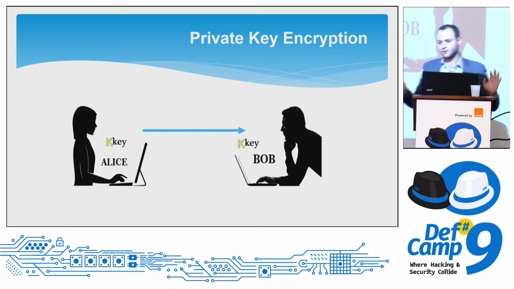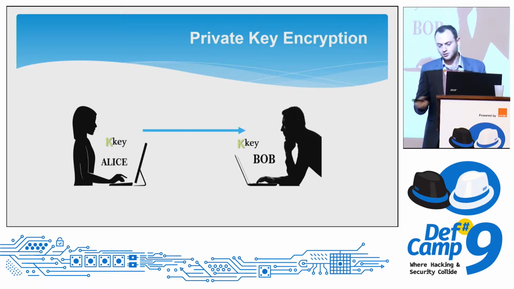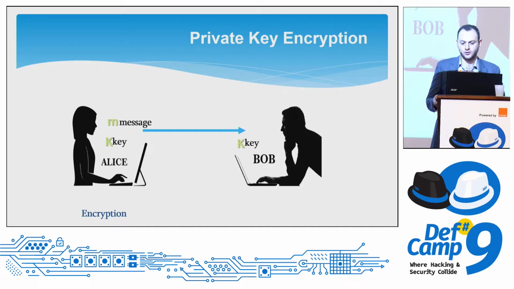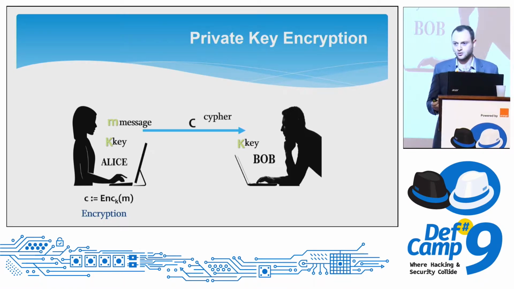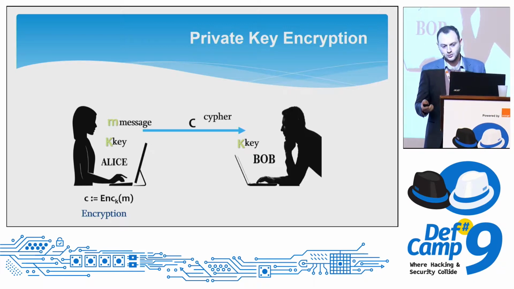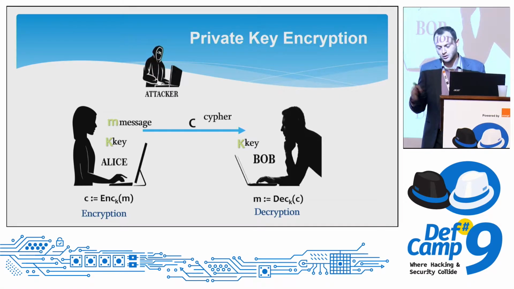Okay, so first of all, they have to generate the key, and they share this key. Afterwards, Alice has her message, and she wants to encrypt it. So she needs an encryption algorithm. For it, she uses a key and gets her cipher. She sends the cipher to Bob. Bob uses his decryption algorithm and the key he has, and he gets the message.